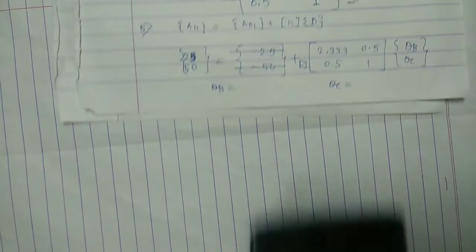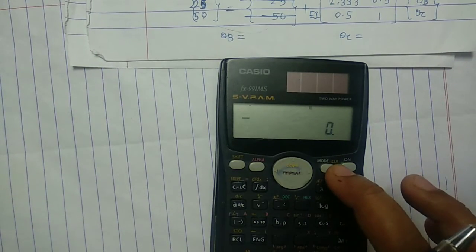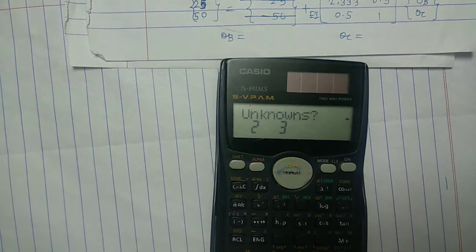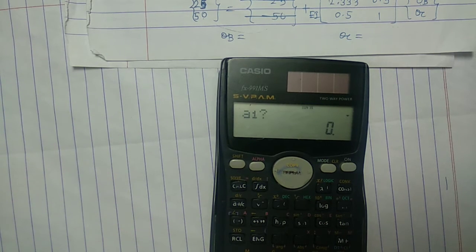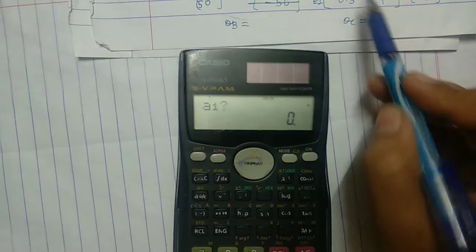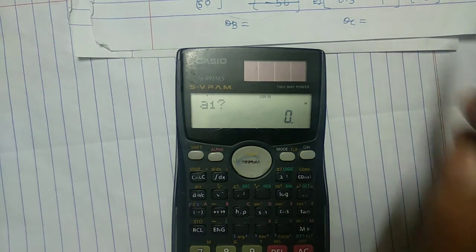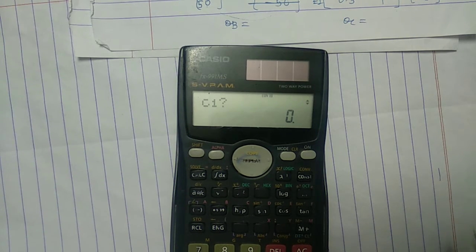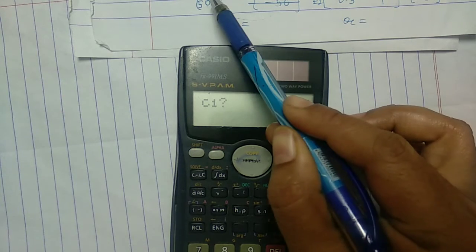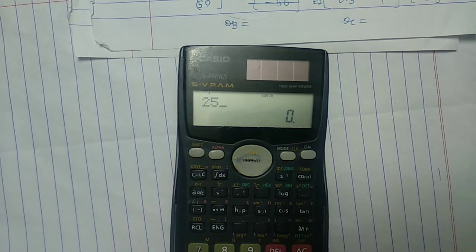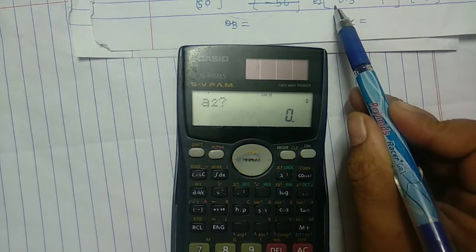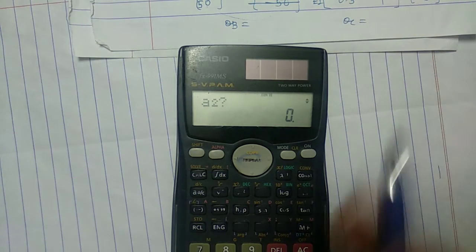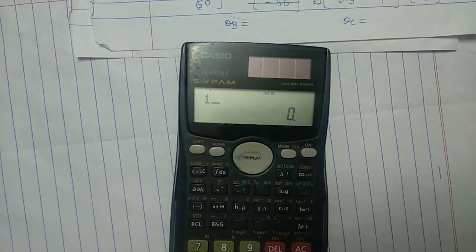So we will solve this. In the calculator, go to equation. There are only 2 unknowns, so press 2. Here for A1, we have to write the first row of the K matrix: 2.33, 0.5, and the constant of that equation. The constant of that equation on the equal to side is this 25. Then the second equation: in the second equation this row is 0.5, 1 and the constant of that equation is 50.